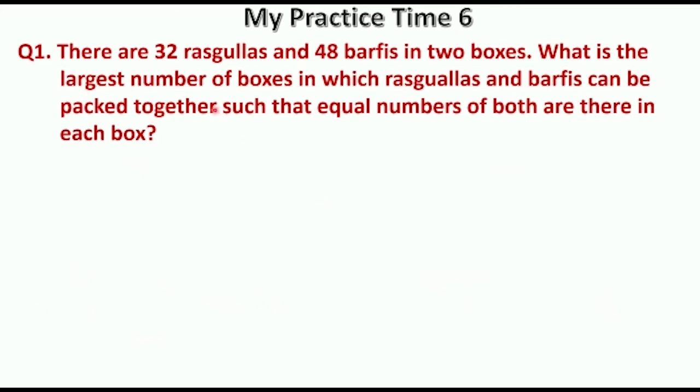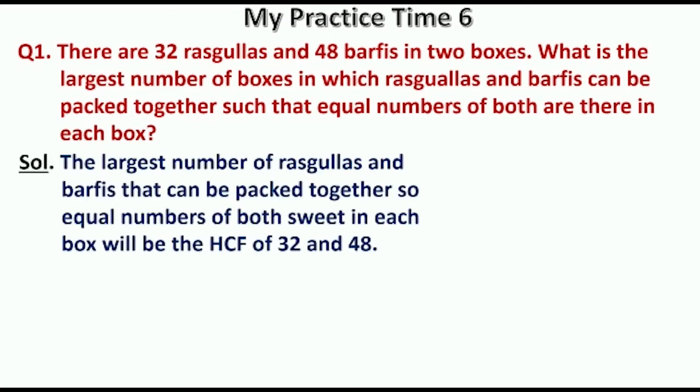In question number 1, there are 32 rasgullas and 48 burfis in 2 boxes. What is the largest number of boxes in which rasgullas and burfis can be packed together such that equal numbers of both are there in each box? So here we have to find the largest number of boxes. Whenever it is asking to find the largest number, greatest number or maximum number, we have to find the HCF of the numbers. So here we have to find the HCF of 32 and 48.